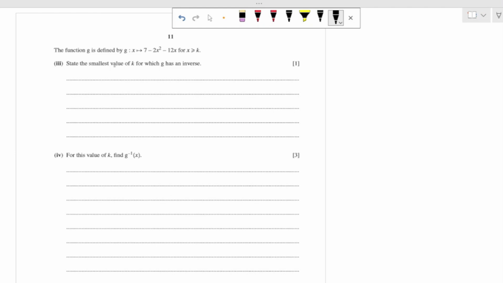Part 3. The function g is defined by g(x) equals 7 minus 2x squared minus 12x for x greater than or equal to k. Basically, it's the same quadratic but given for another function with another range. State the smallest value of k for which g has an inverse.